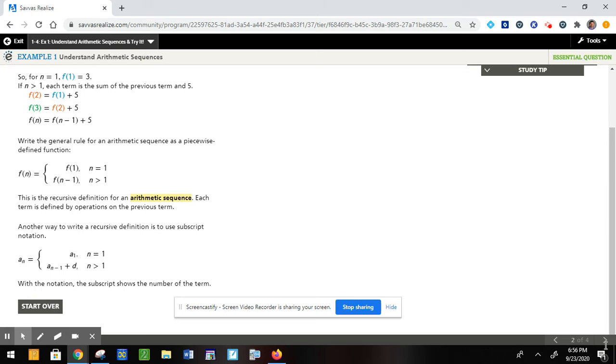And you can use subscript instead of function notation. It's a subscript, so then the n still represents the number of the term. The first term is whatever it is, and then every term after that is just adding the common difference to it. So that's just different notation to mean the same thing.